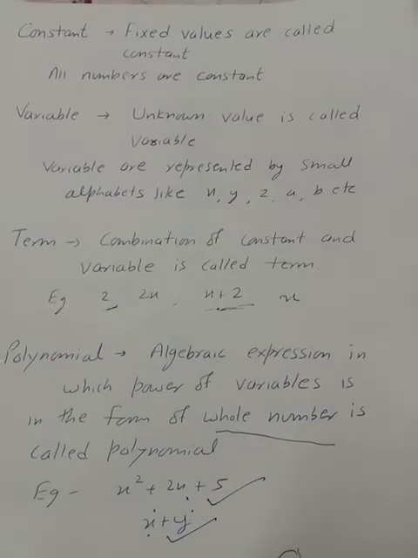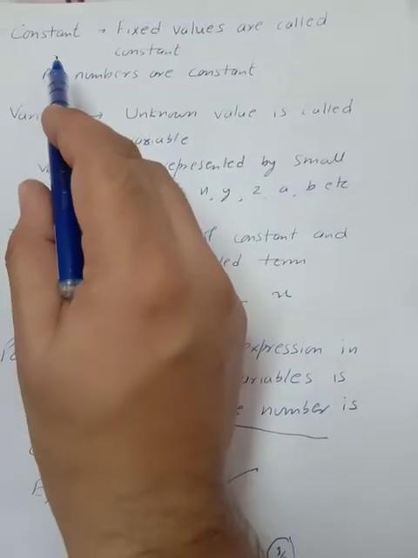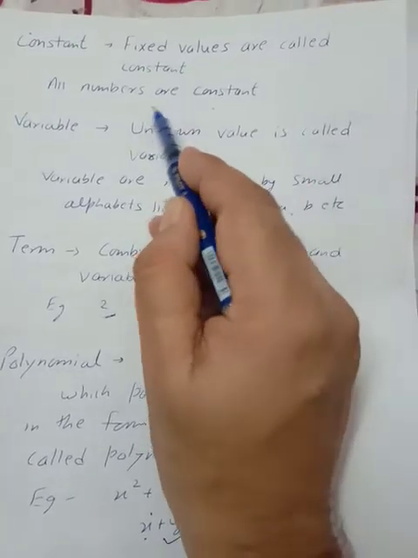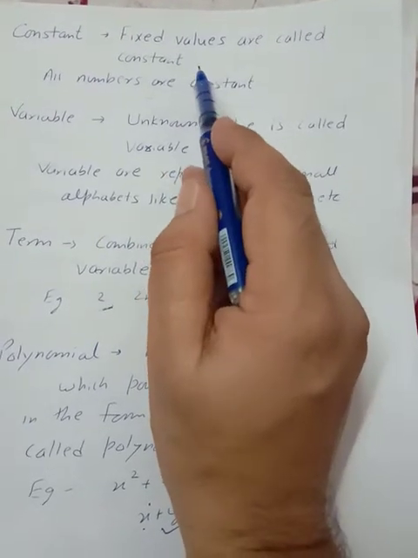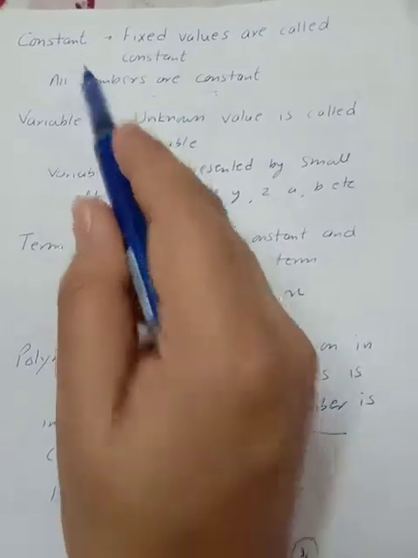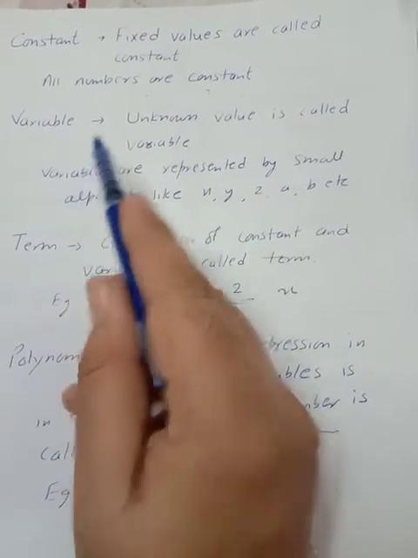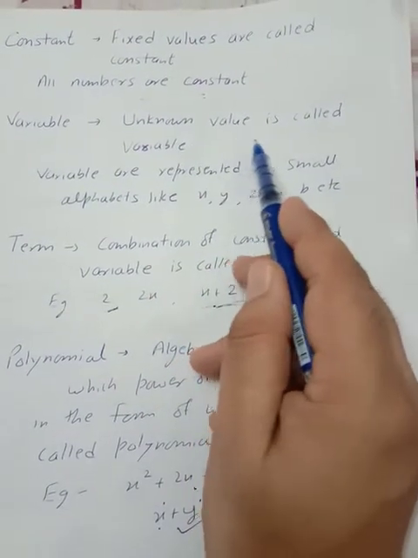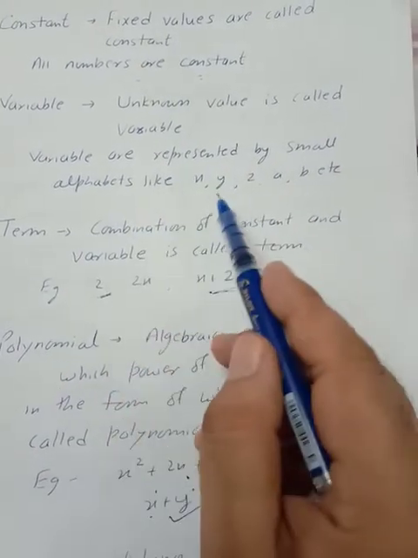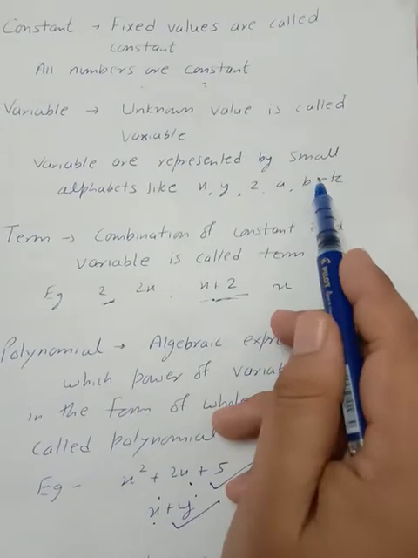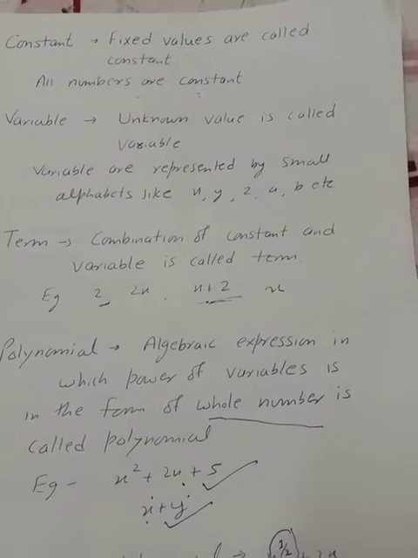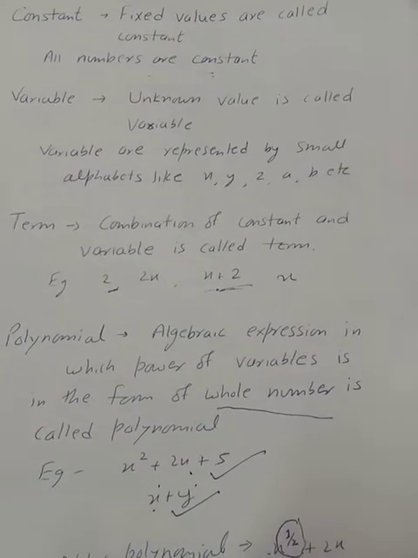So the first concept we'll get here is the concept of the constant. A constant is a fixed value. All the numbers are constants, just like 2, 3, 5, 7. The value is not going to change, that's why they are constants. Second thing, we have a variable. A variable is an unknown value which changes according to the situation. Variables are represented by small alphabets like x, y, z, a, b, c. Variable means a value that is going to change, that is going to vary.